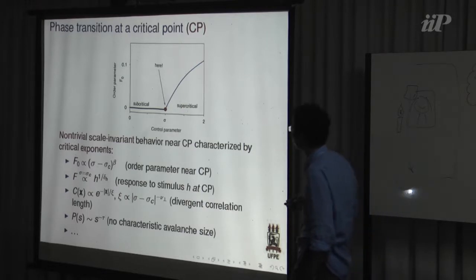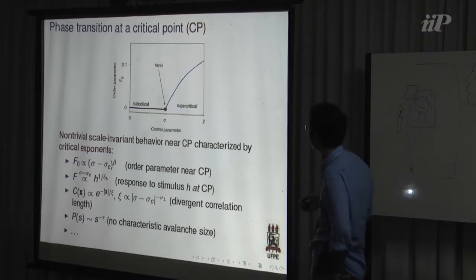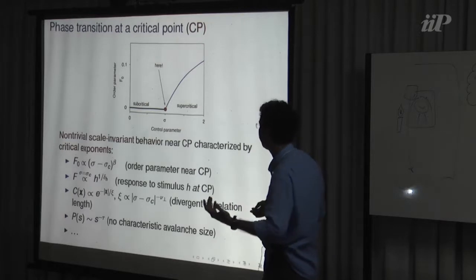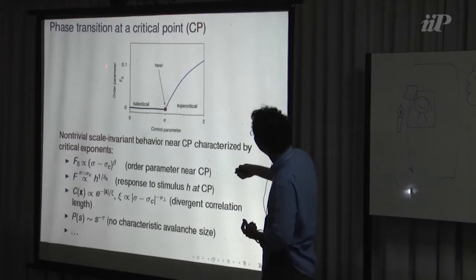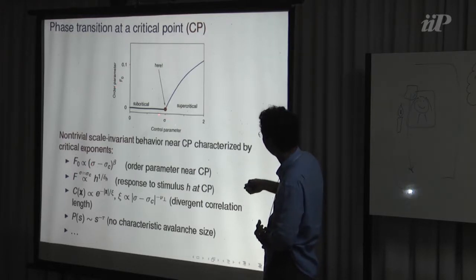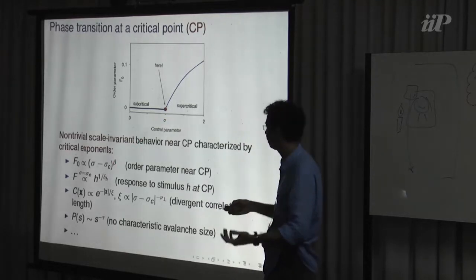So, phase transition 101, a crash course, one slide on phase transitions. Fortunately, John has done a much better job previously. The idea is that if you are at a critical point, or near a critical point, you have non-trivial scale invariant behavior, which you can characterize, among other things, by critical exponents. For instance, I'll call F0 this order parameter. In the vicinity of this critical point, the way it departs, as a function of sigma, is sigma minus sigma critical, which is this value here, to the power beta, where beta is a critical exponent.